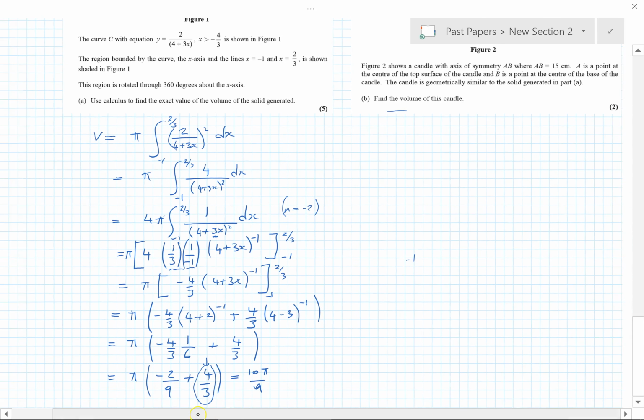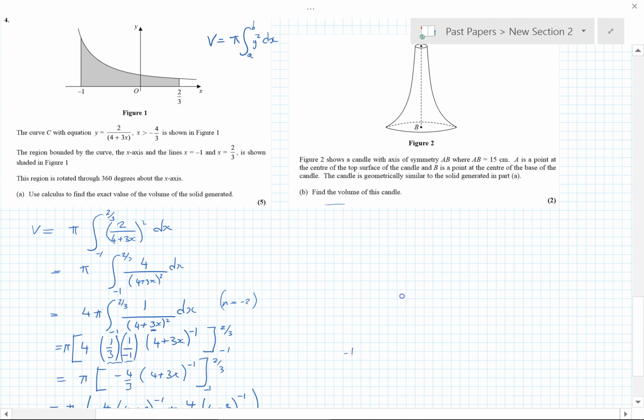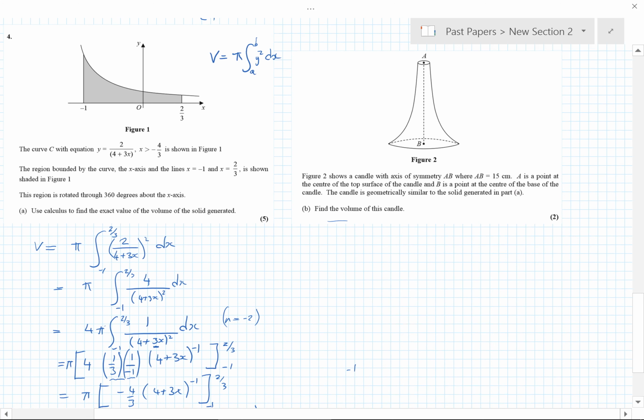Okay, right, now here's a twist in part B. We've got some shape which is obviously kind of rotated around, so this is the base here, which corresponds to this base here. Okay, and it tells us that AB is 15. Here, this value here is equal to 1 plus 2/3, so that's 5 over 3.